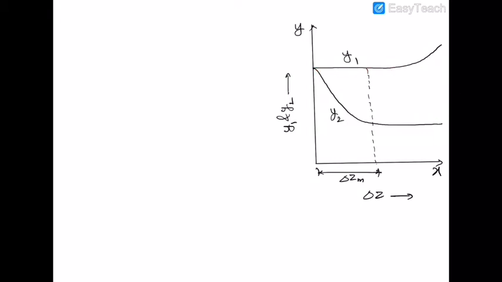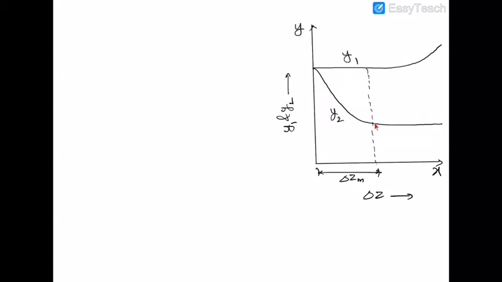When the height of hump is increased, the depth of flow at section 1 will remain constant up to the critical flow, okay, while the depth y2 at section 2 will decrease when the height of hump is increased, okay, and it continues to decrease up to the critical flow condition when the height of hump is delta Zm. Clear?